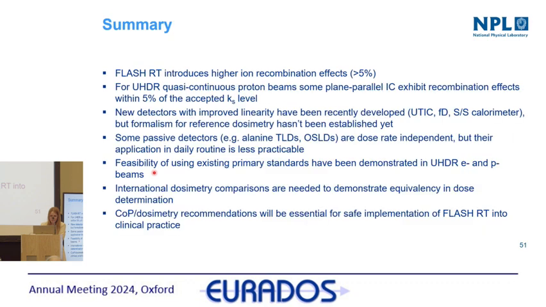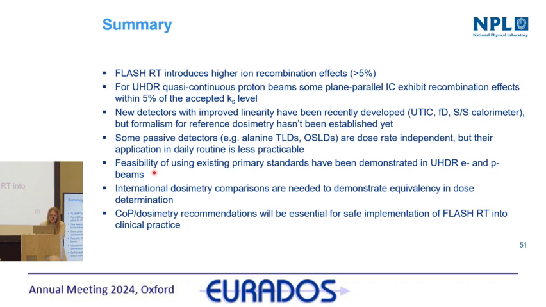So summarizing, flash radiotherapy is inducing much higher ion recombination effects, particularly for the pulsed beams. For ultra-high dose rate quasi-continuous proton beams, some ionization chambers are exhibiting effects of ion recombination that is still within the requirements of the codes of practice, within 5%. However, they usually are burdened with larger uncertainties.